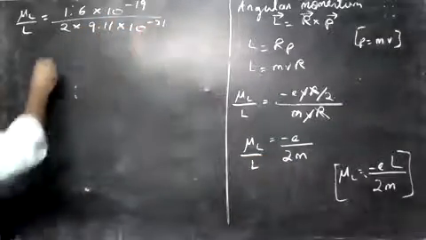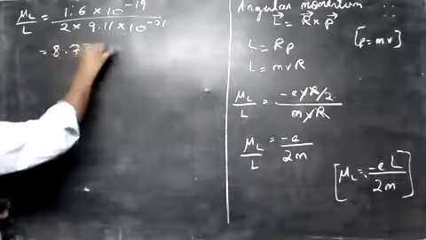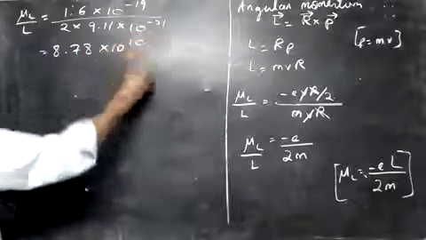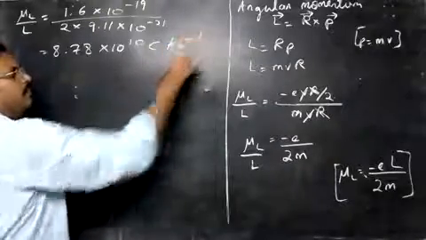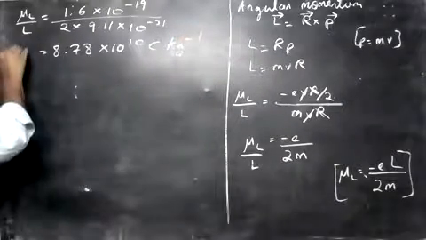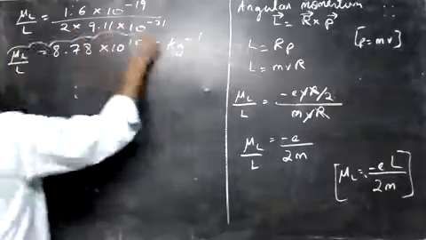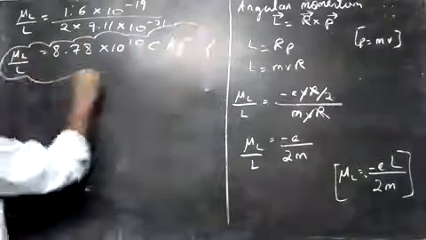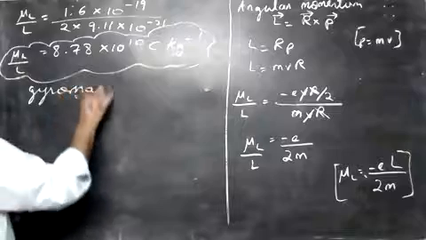When you solve this, we get the value that is equal to 8.78 into 10 power 10 coulomb per kilogram. So this will be the value of mu L by L. This value you must remember. This value is also called the gyromagnetic ratio.